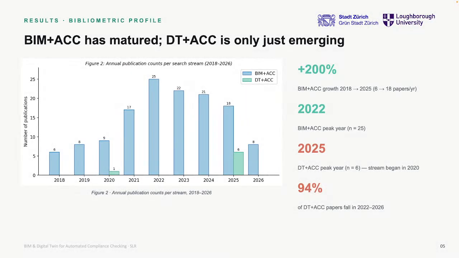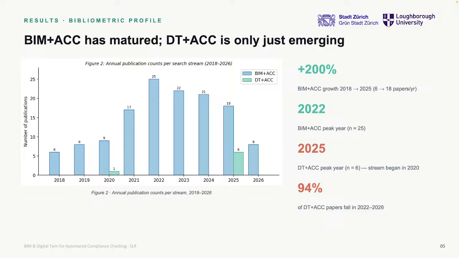So first of all, looking at our substrate of the corpus, if we look at the maturity, or the amount of papers published between 2018 and 2026, we see that BIM and AEC is the much more mature corpus, because it peaked in 2022 with around 25 papers published on the topic of BIM and AEC. Compared to it, digital twin and AEC is more like an emergent frontier, with the first paper in 2020 and going a little bit further to 2025.